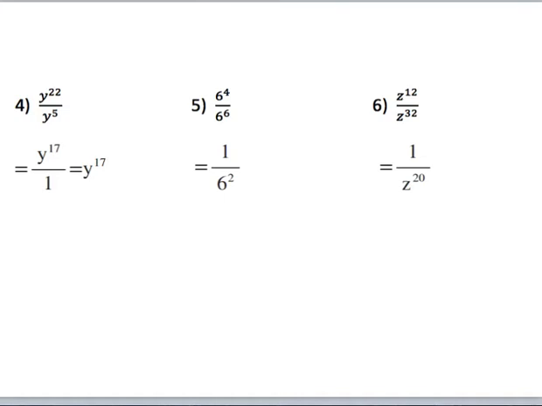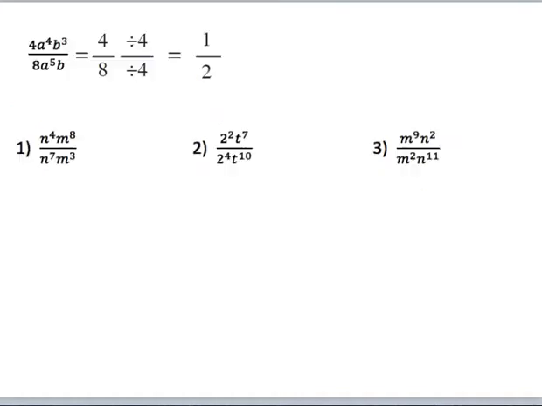Now, sometimes you have more complicated fractions. So for a problem like this, a good first step is to take the coefficients, the normal numbers that have no exponents, 4 over 8, and simplify just that part of the fraction. If I simplify 4 over 8, both the top and the bottom numbers divide by 4. So I could say 4 over 8 is really 1/2. That's step 1, simplifying the coefficients.